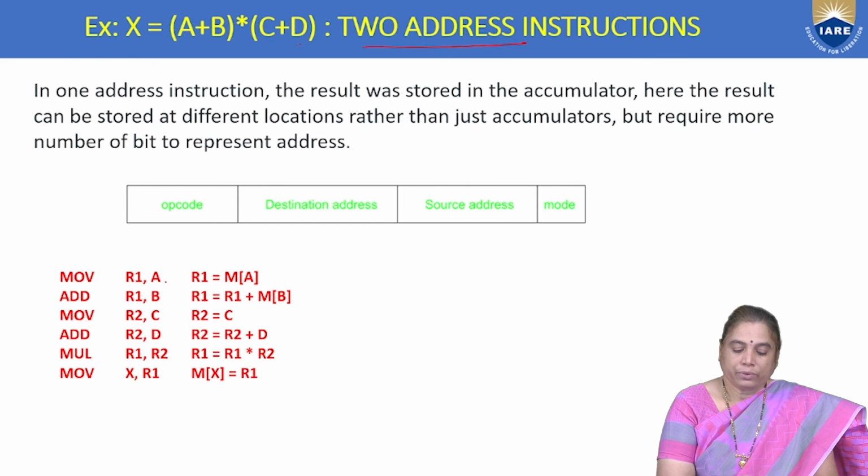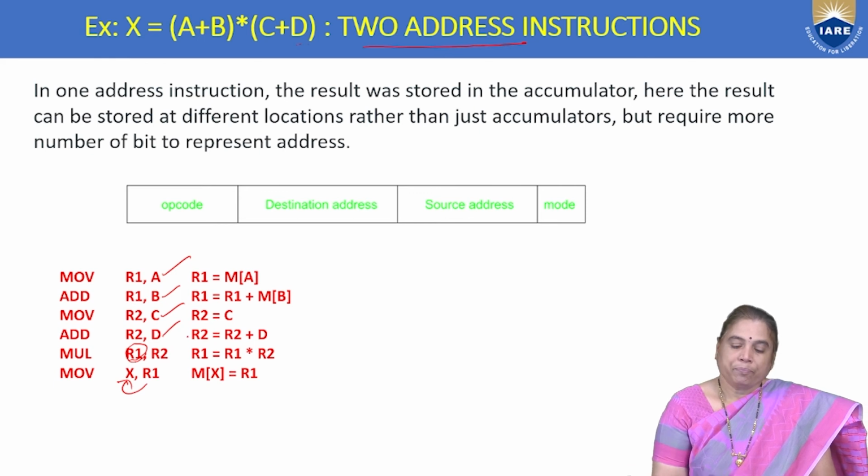Here, first move the register R1 with the A value. Next, add the B value with R1. So the A plus B operation is completed. Next, C value is moved to the register R2, add D to R2. So C plus D addition is completed here. Next, MUL R1, R2, and the multiplication result stored in R1 is moved to X.